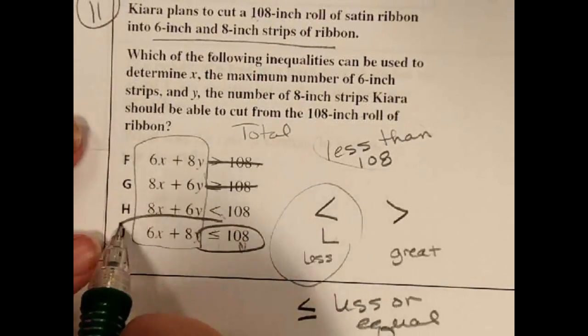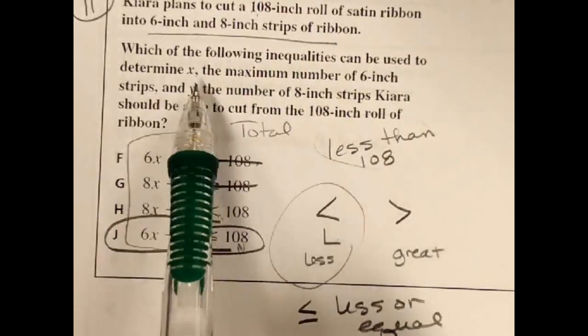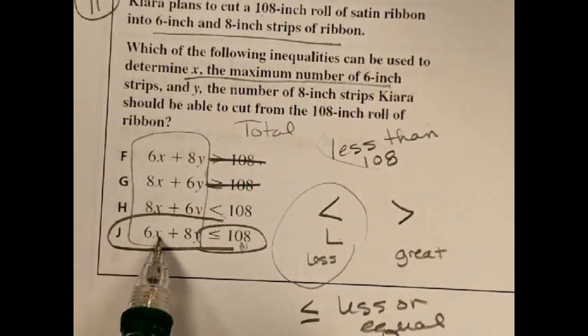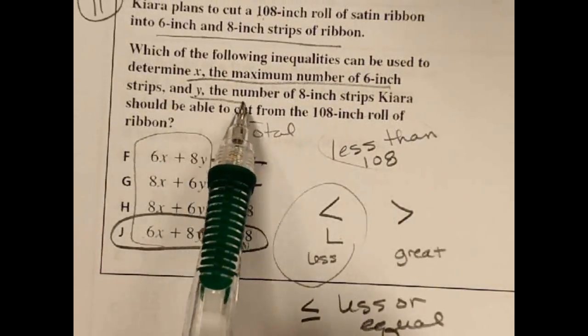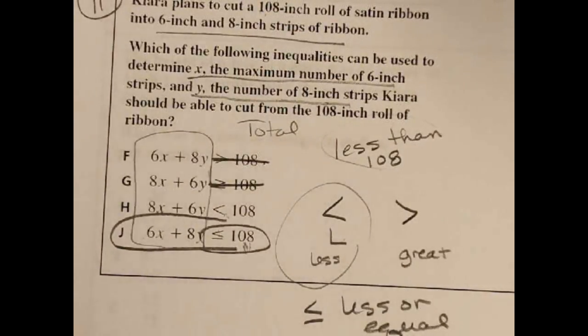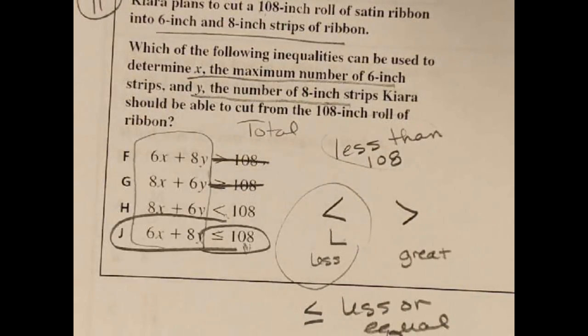Now let's go over and double check this other part. It says the 6-inch pieces are x. Oh, look, 6 times x, that seems reasonable. And the y pieces are the 8-inch ones, y times 8, that seems reasonable. So I have gone back and looked at this other part, but if you eliminate some of the choices here, it's not so hard for your brain to process all that information.